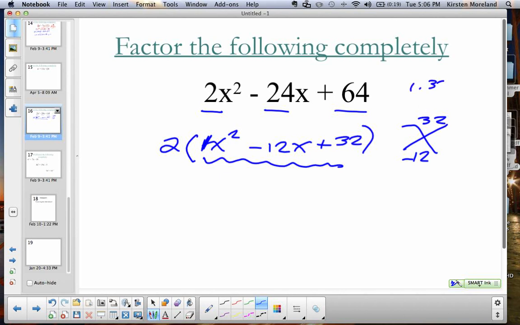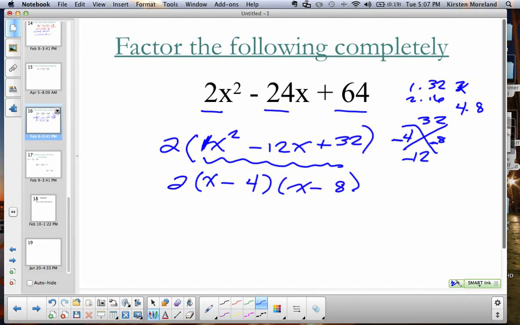You should be thinking 1 and 32, that's not going to work. 2 and 16, that's not going to work. Not divisible by 3. 4 and 8. That looks promising. Well, I want to multiply to a positive, add to a negative. Both my factors need to be negative. And again, since there's a 1 in front, we're ignoring this 2. We're just looking at the inside. Since there's a 1 in front, I can jump to my answer and write x minus 4, x minus 8, and then I just place that 2 out front.